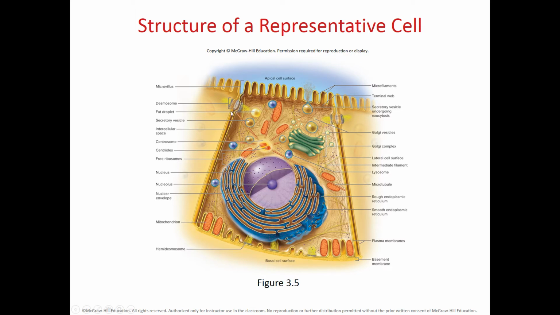So here is one example of a cell junction. This is known as a desmosome next to the apical surface. And then in here you have the hemidesmosomes next to the basal surface.